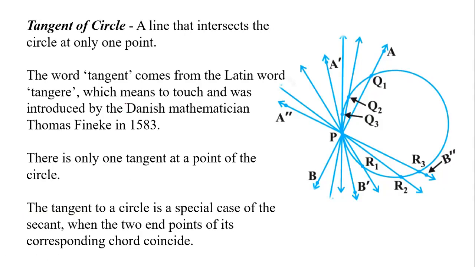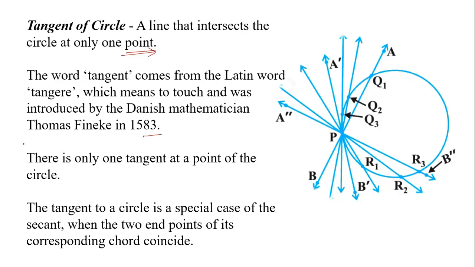So now let's dive deep into the concept of tangent. The tangent of a circle, as previously discussed, is the line that intersects the circle at only one point. That means the tangent will be drawn from outside the circle and it will touch the circle in only one point. And the word tangent comes from the Latin word tangere, which means to touch. It was introduced by Danish mathematician Thomas Fincke in 1583.